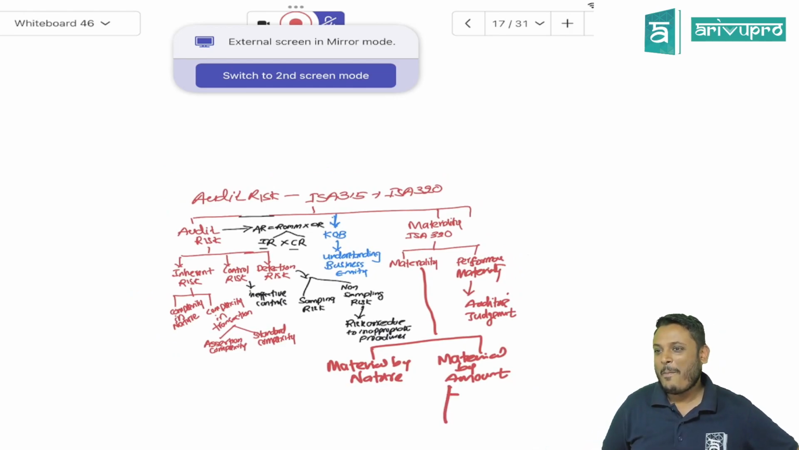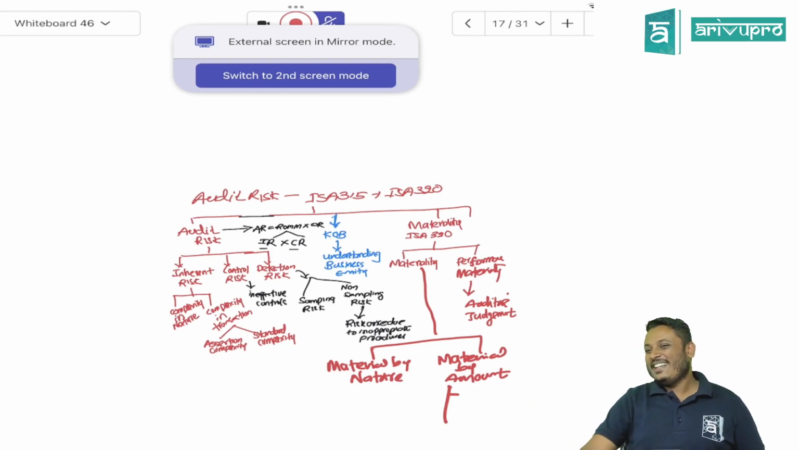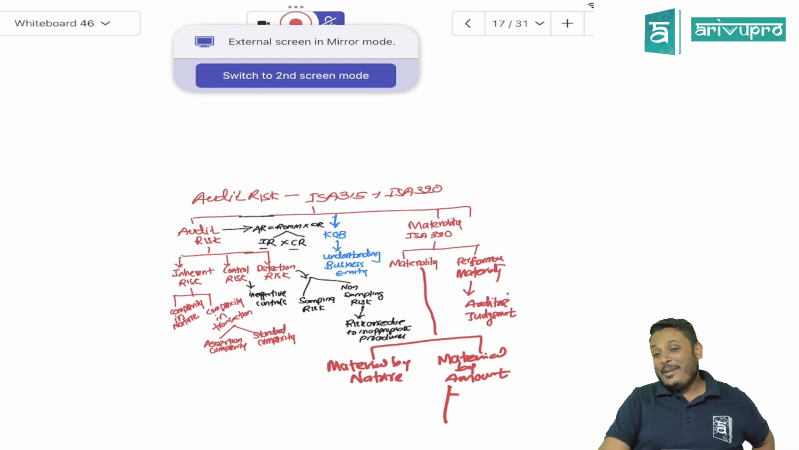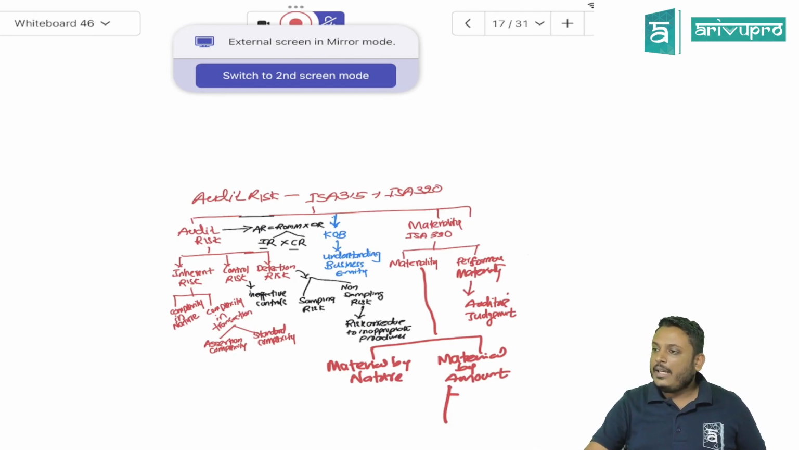write it down. Difficult. Difficult, write everything. Think about it, I need to explain everything in an understandable format. That's why I'm asking for more time for audit risk. Okay, material by amount, write down.